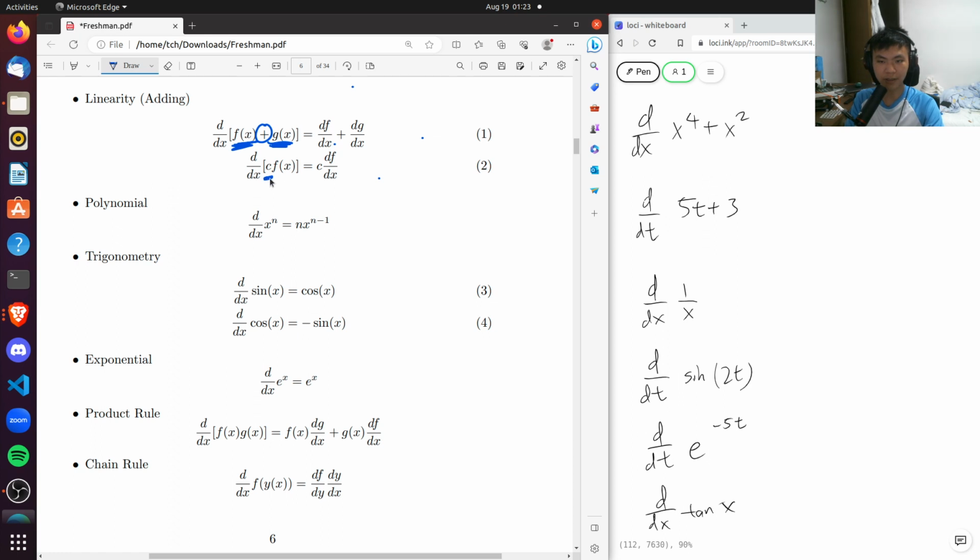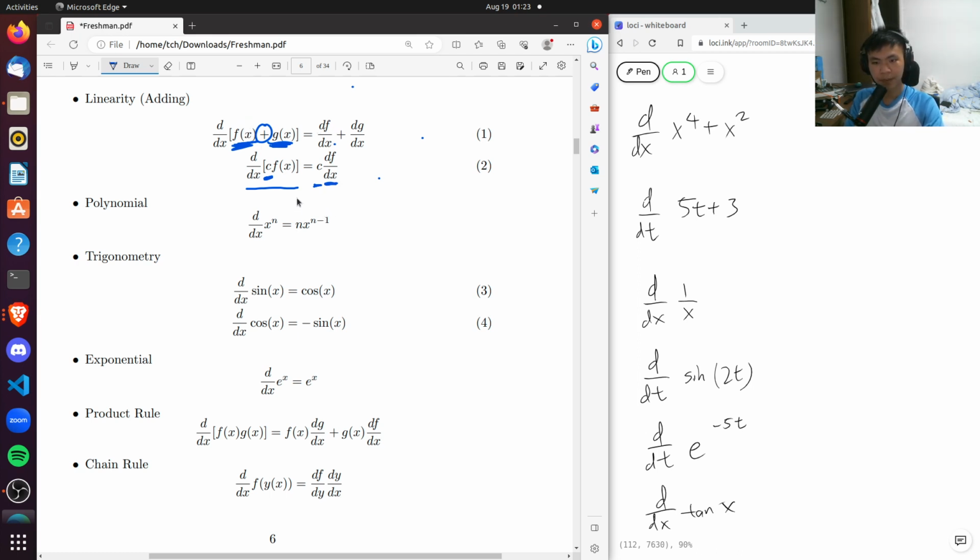Another rule is that if I scale a function up by some constant amount c, this needs to be constant. It cannot depend on x. If I scale a function up by a scalar, then the derivative of the scaled up function is just the scale factor times the derivative. And that wraps up linearity.